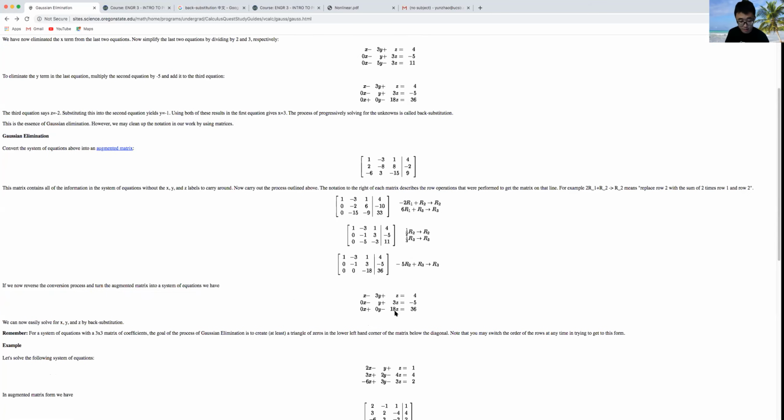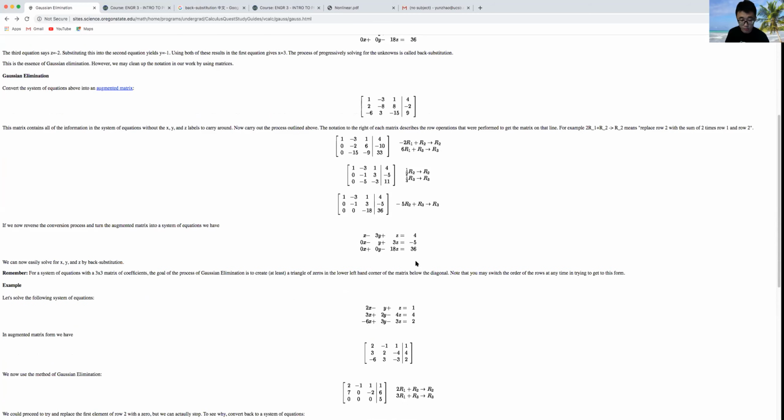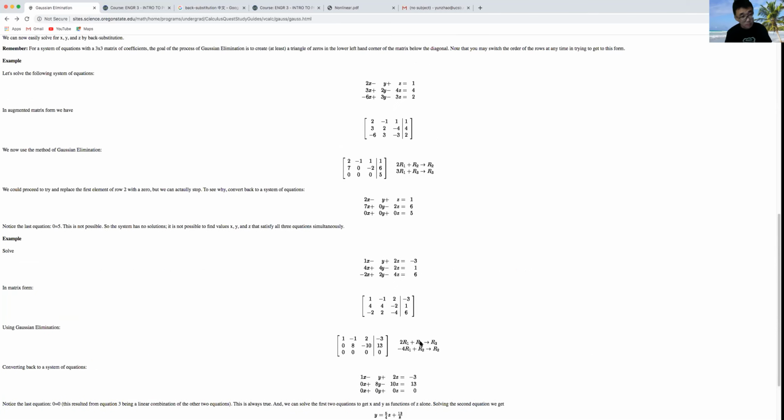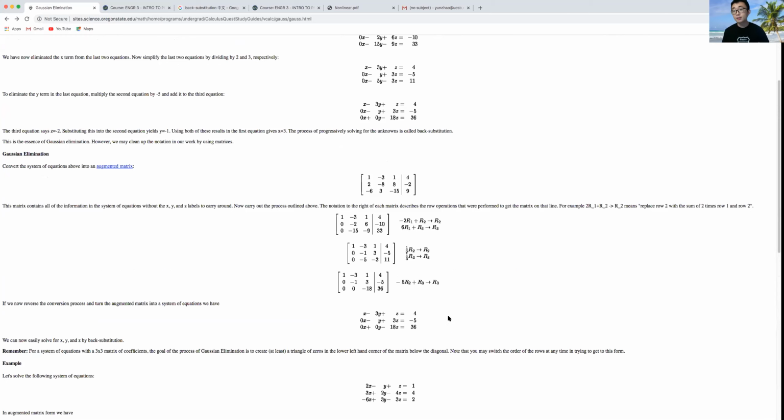Clearly here z is 2. Then if we put z equals 2 here, we can get y, and then we get x. So finally we got x like this, I guess. And this is how Gaussian elimination works.